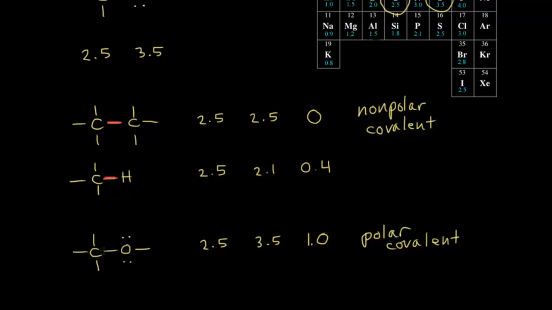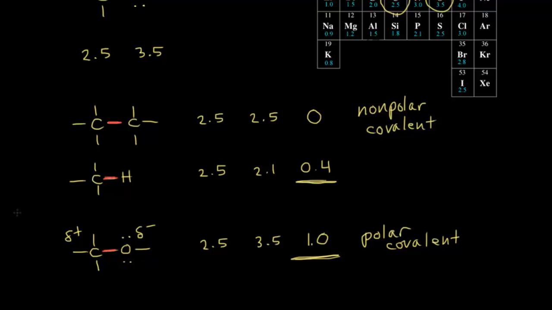So when we think about the electrons in red, they are pulled closer to the oxygen, giving the oxygen a partial negative charge. And since electron density is moving away from the carbon, the carbon gets a partial positive charge. And so we can see that if your difference in electronegativity is 1, it's considered to be a polar covalent bond. And if your difference in electronegativity is 0.4, that's considered to be a nonpolar covalent bond.